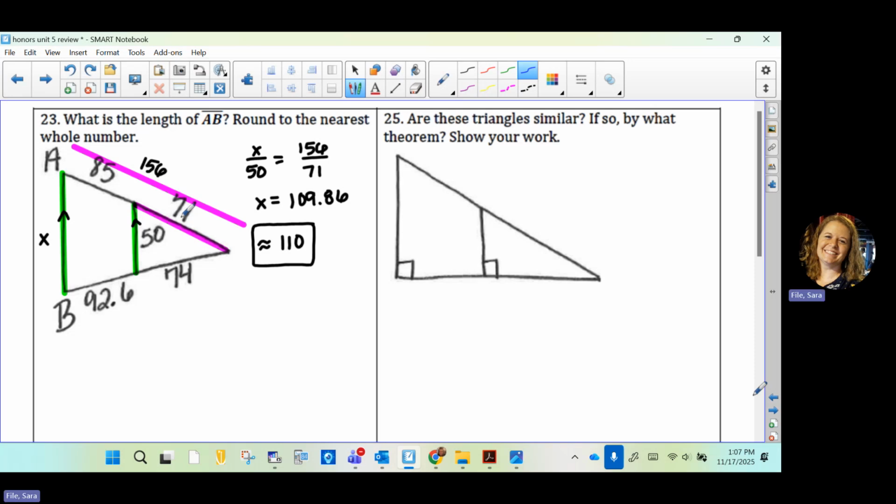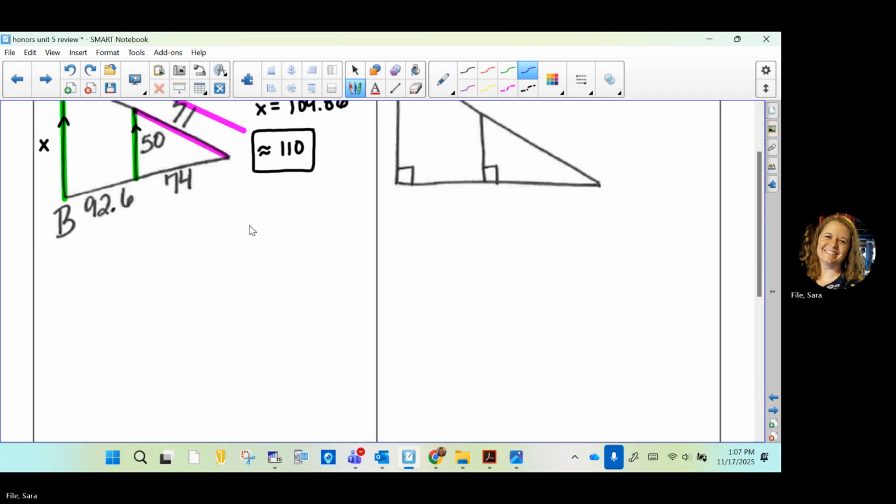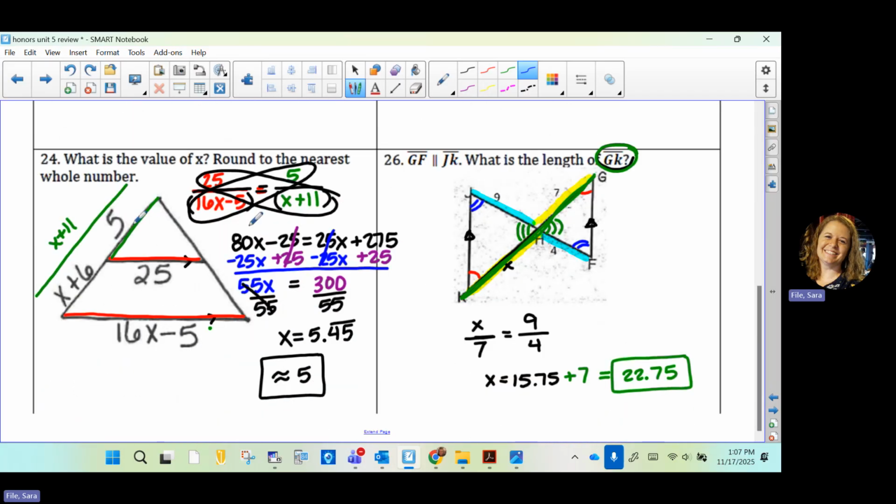What else? 24. I did 24 in my other class as well. So 24 is similar, except this time there's an expression, not just numbers. So the nested triangle, we know 5 and 25 are side lengths of that small triangle. And then the corresponding sides of the large triangle, I know the bottom is 16x minus 5. The side, I had to add the 2 pieces together. So when I add x plus 6 and 5, I get x plus 11.